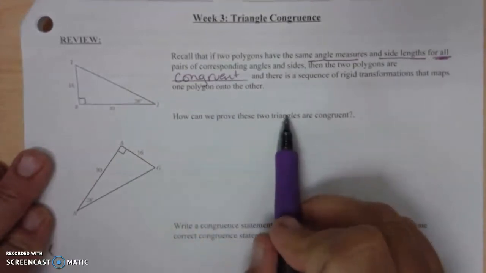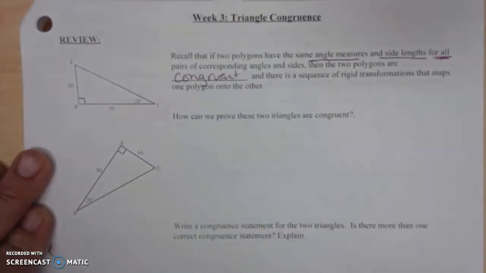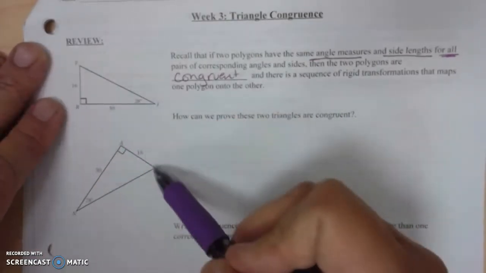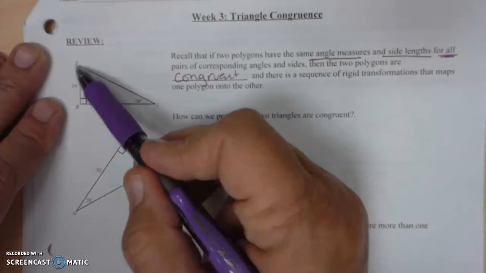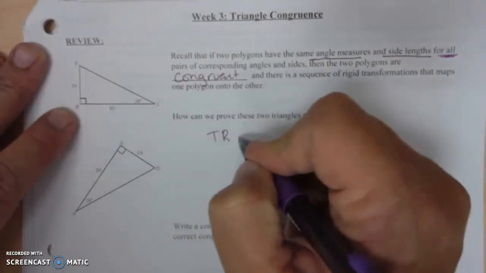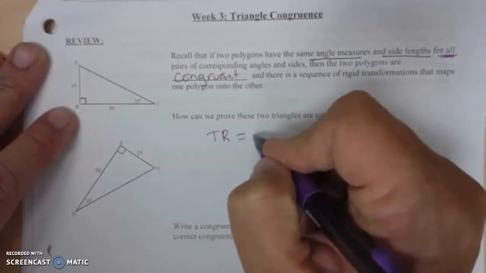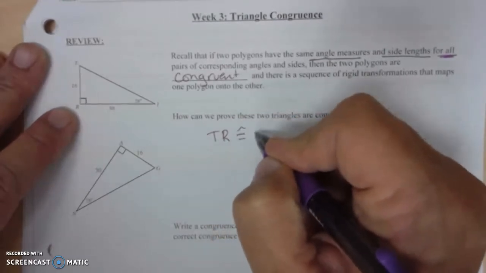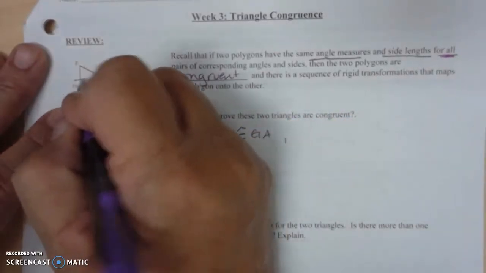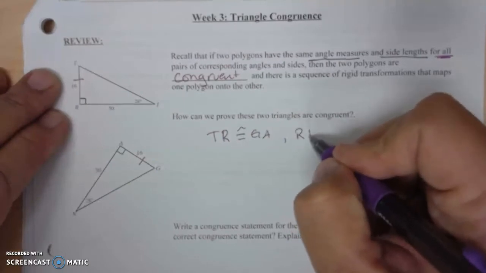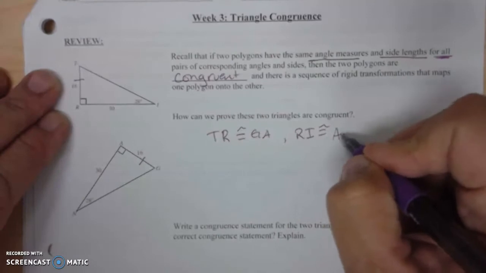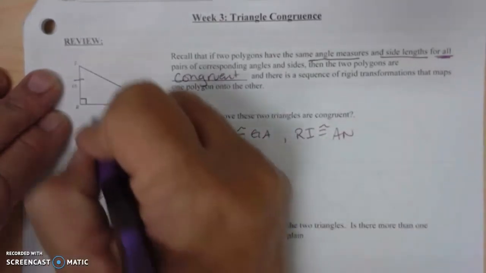So let's see if we can prove that these two triangles are congruent. Do you see how that TR is the same as AG? T to R is the 90 degrees, so I line up the A with the 90 degrees. TR is congruent to GA. There's one side. So this side is congruent to this side. Now I have RI is congruent to AN. Okay. These sides are congruent.